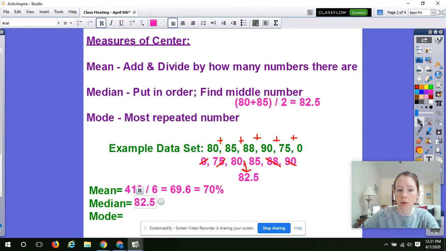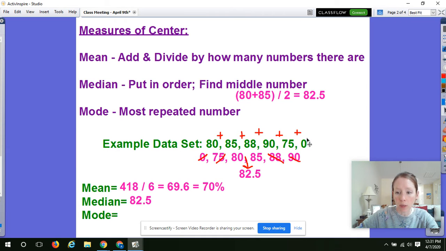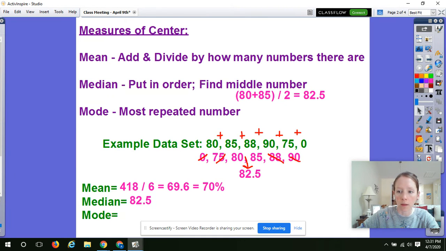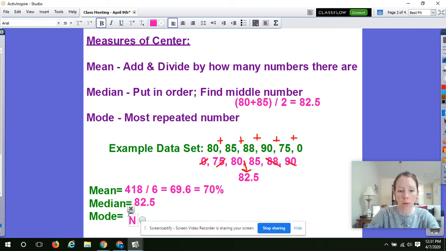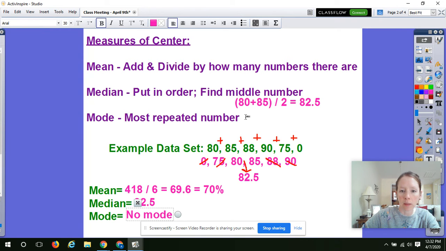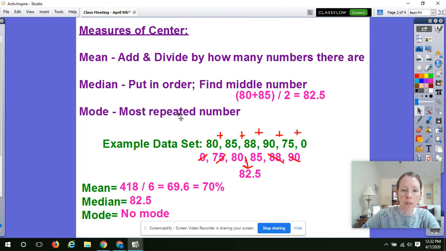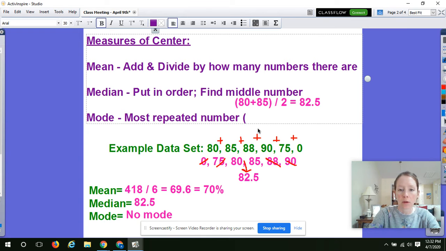Okay, all right, and our mode. So there is no number that repeats here. So that means that there is no mode. So there's a couple things that can happen with mode. So just keep this in mind. With mode, if it's the most repeated number, there could be no mode. There could be more than one mode. That's true if one or more number repeats the same amount of times. Or there could just be one. So keep in mind there's a couple of options. There could be no mode, more than one mode, or just one. So just watch for that.